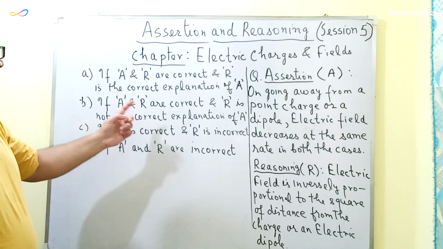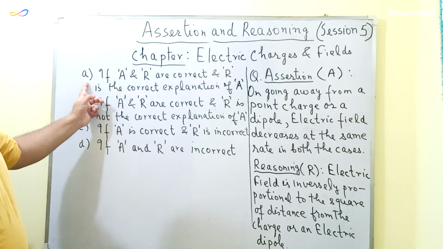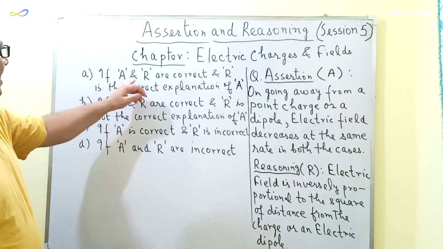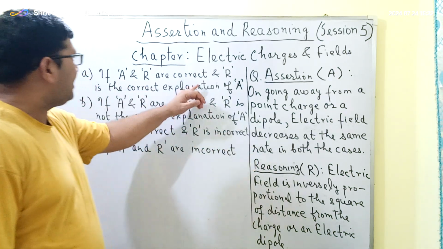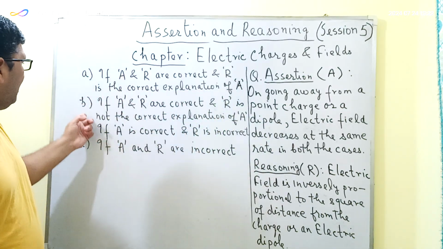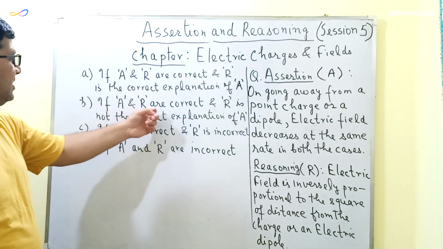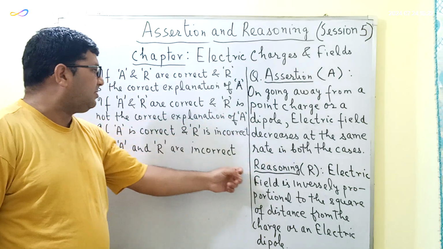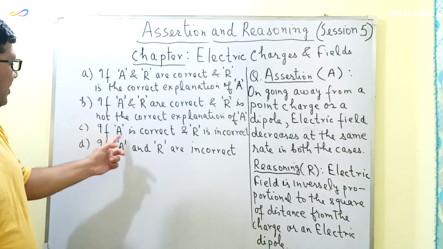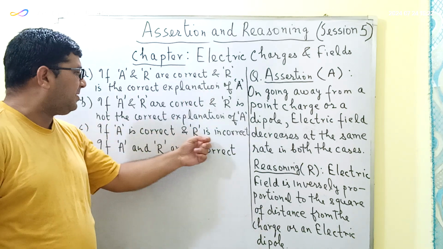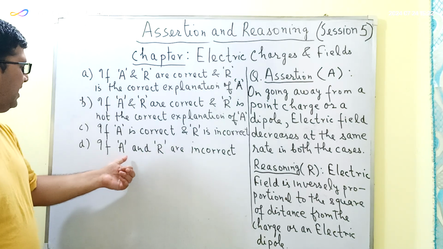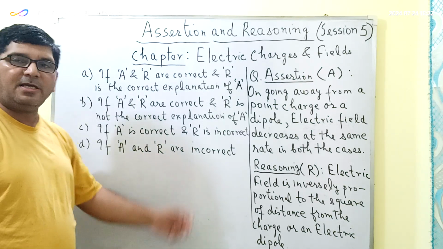Option A is correct if A and R, that is the assertion and reasoning, are correct, and this reasoning is the correct explanation for the assertion. B is correct if the assertion and reasoning are correct, but the reasoning is not the correct explanation for the assertion. C is correct if A is correct, this assertion is correct, but this reasoning is not correct. And D is when both A and R, that is assertion and reasoning, are incorrect.